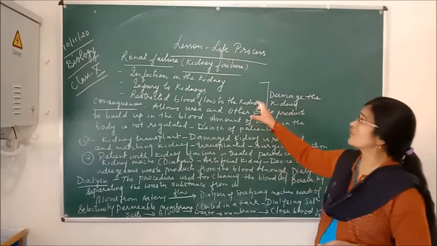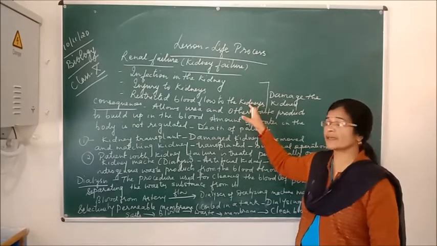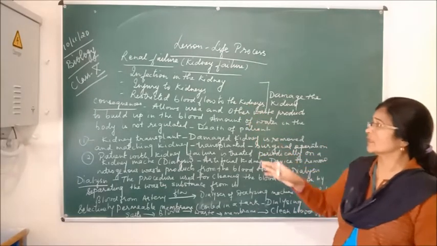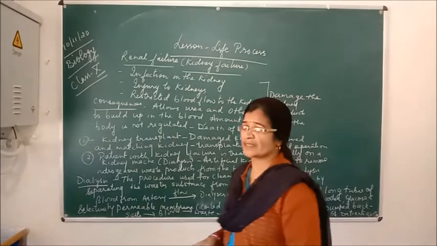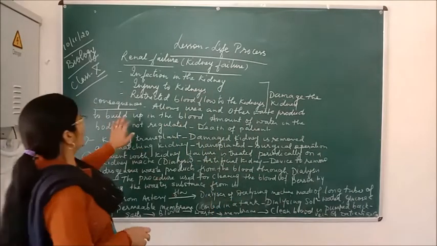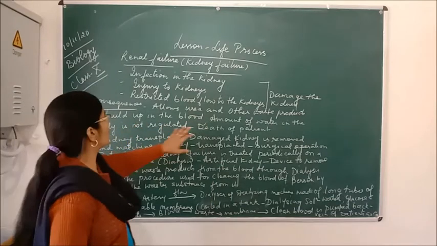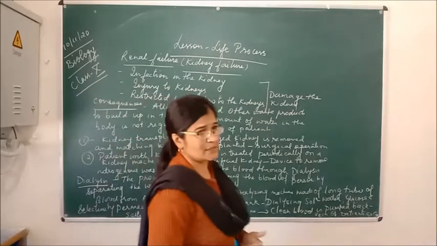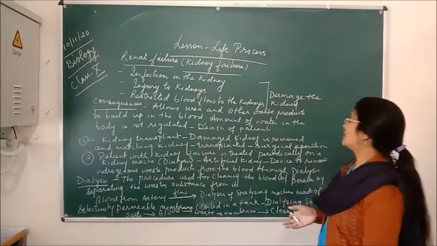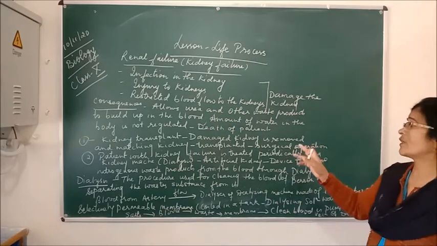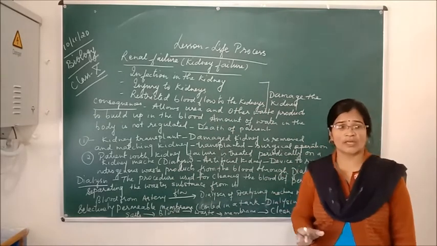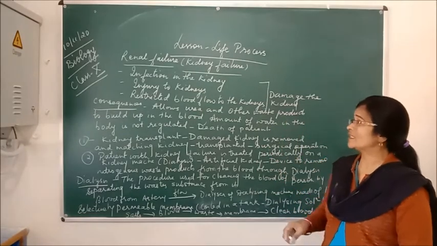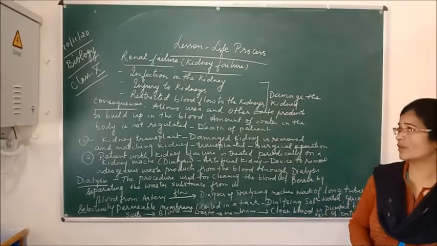When there is a kidney failure, what happens is the consequence of the kidney failure or renal failure: it allows urea and other waste products to build up in the blood. Means many wastes which are excreted through the kidneys build up in the blood, and the amount of water in the body is not regulated properly. So when the amount of water is not regulated properly, that leads to the death of the patient. That is the main consequence of kidney failure or renal failure.